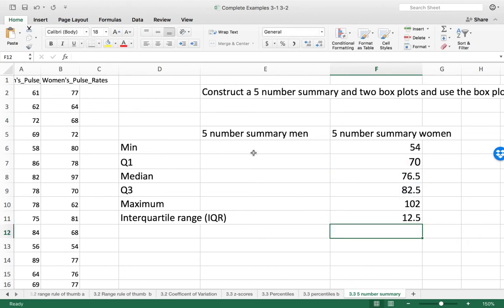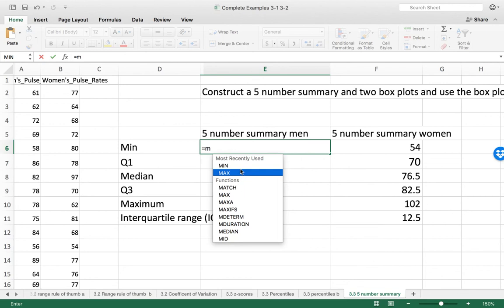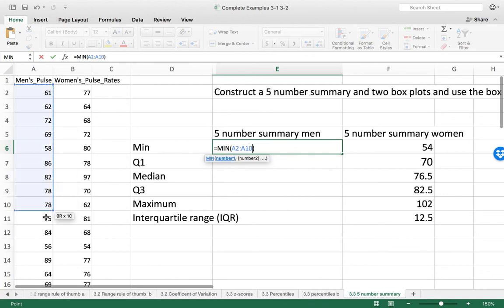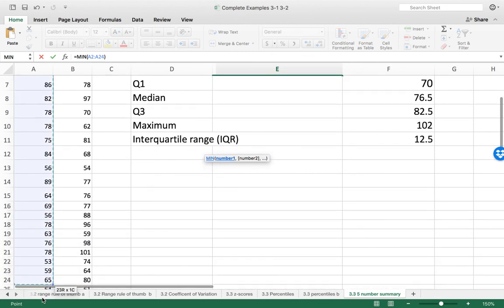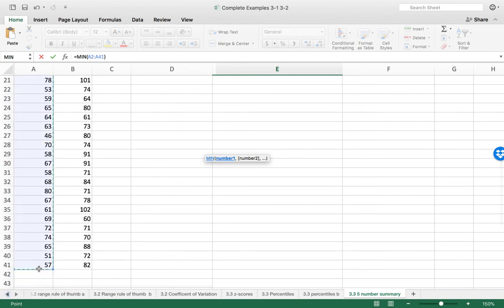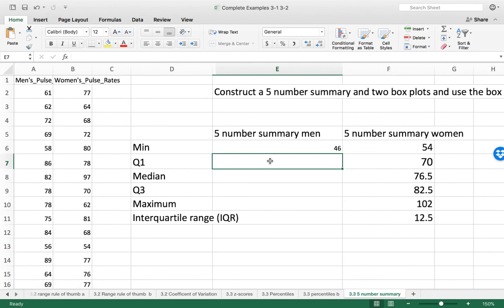Okay, I'm going to go ahead and demonstrate how to find these for the men. You just say equals. If you want to find the minimum, you just start typing min. And then you would select the data. Quite a few pulse rates here. And the minimum for the men is 46.